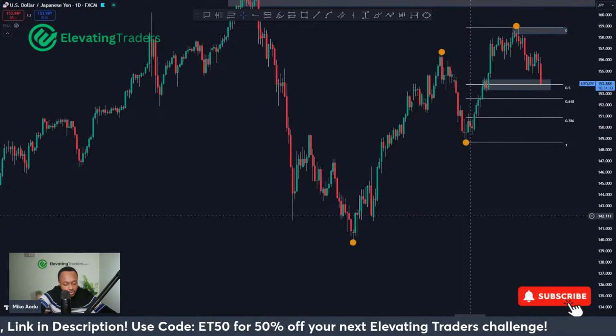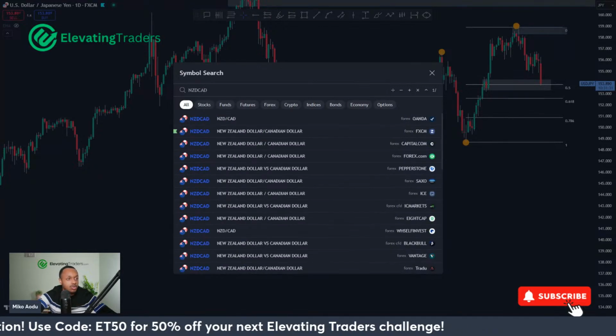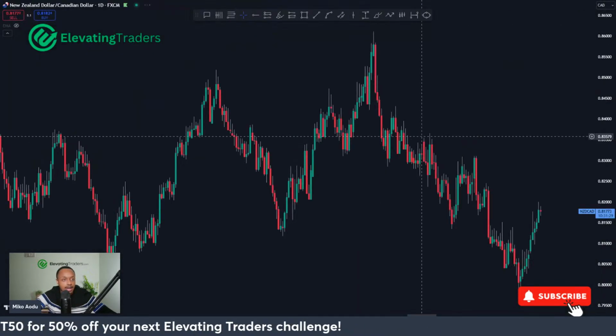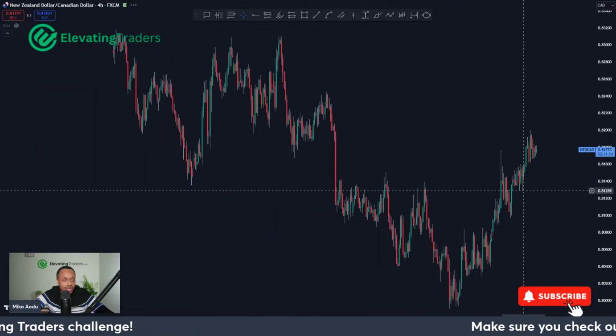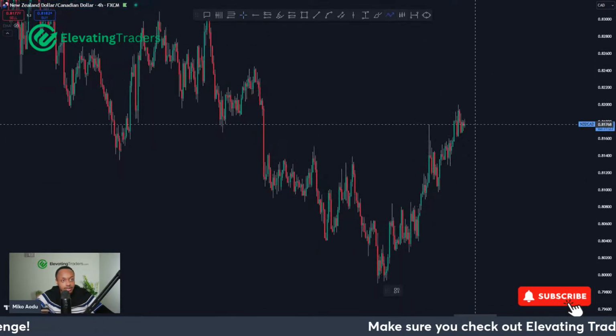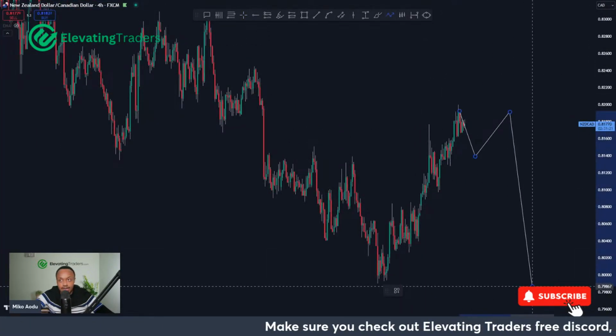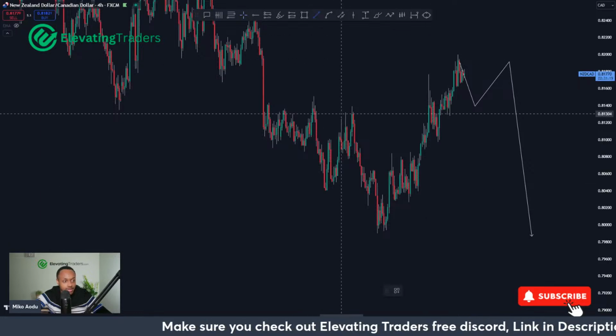In terms of Aussie CAD and New Zealand CAD, I'm still interested in some shorts on New Zealand CAD. This one is an area where a low high could form. I'm actually looking for opportunities in this area. It's on the watch list. So if I can get some opportunities, I'll be looking to trade it back into the low.